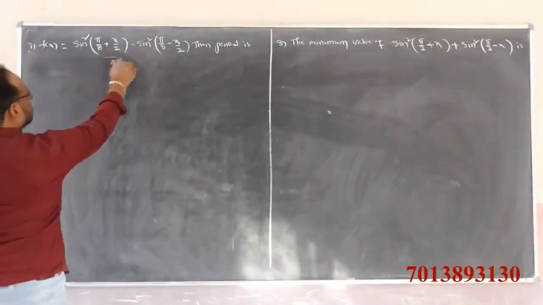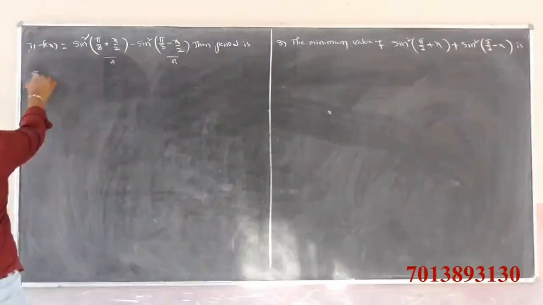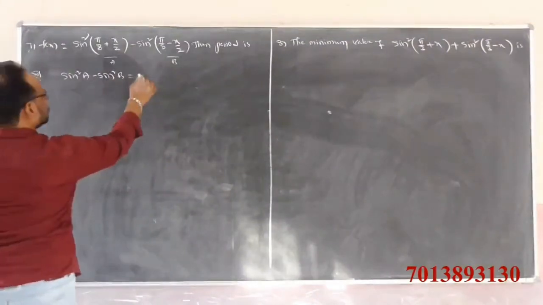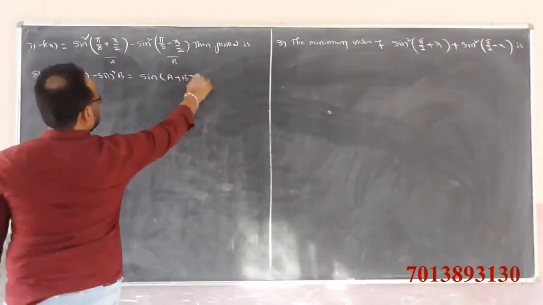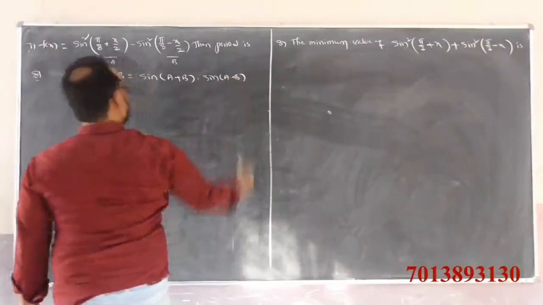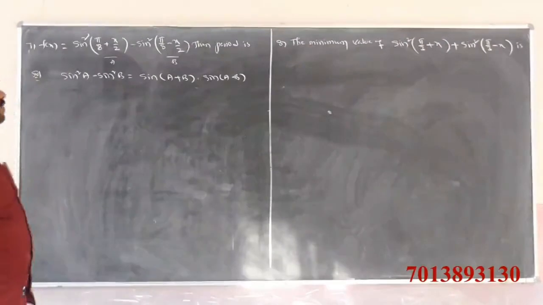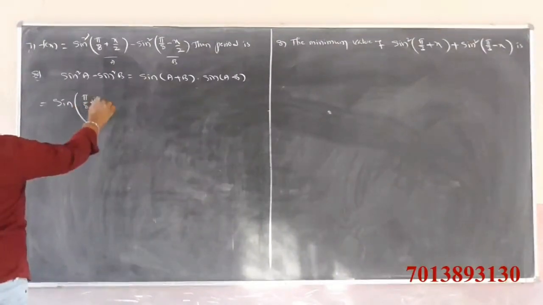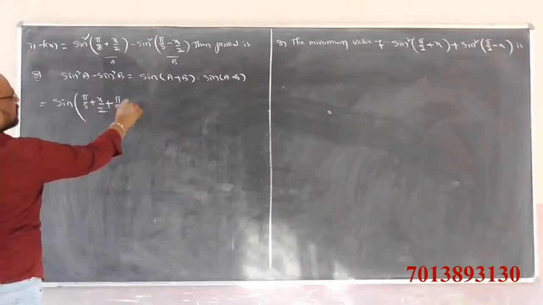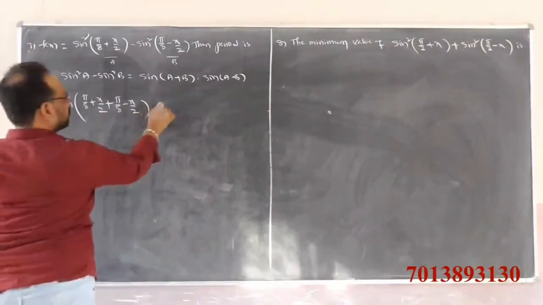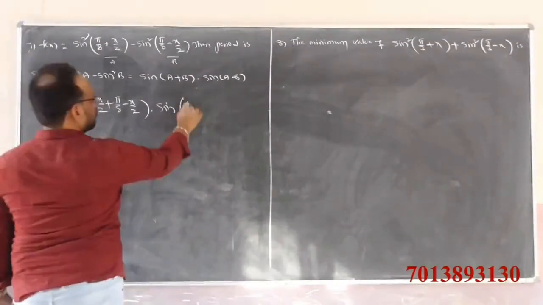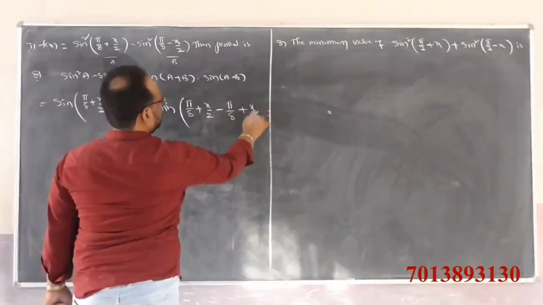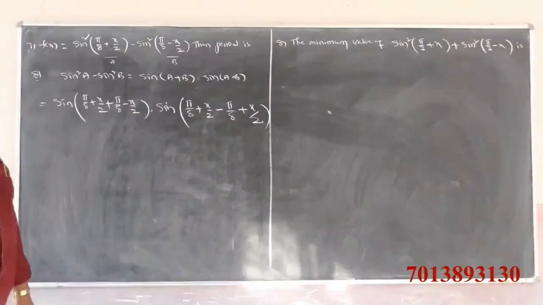Consider the first as a and the second as b. It is in the form of sin square a minus sin square b, which is equal to sin of the sum into sin of the difference. So the sum is (pi by 8 plus x by 2) plus (pi by 8 minus x by 2), that is a plus b, into the sin of the difference, a minus b, which is (pi by 8 plus x by 2) minus (pi by 8 minus x by 2).